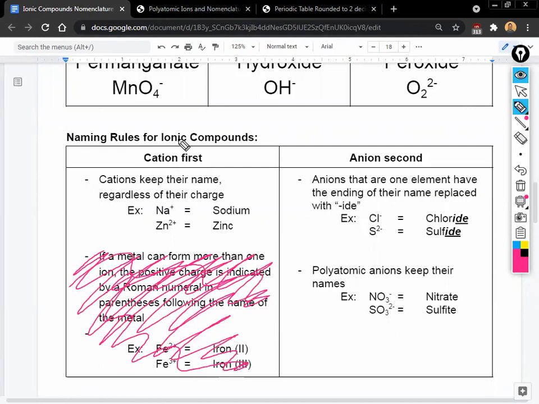Now, the first thing you want to do is write the name of the cation first, the positive one. You always write the positive name first. And then after that, we write the anion, which is the negative one, okay? So when we write the names of ionic compounds, we always write the positive cation first and then the negative anion. So while we do this, let's name the one that we did for the warm-up.